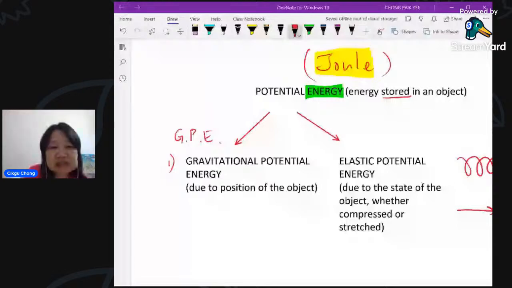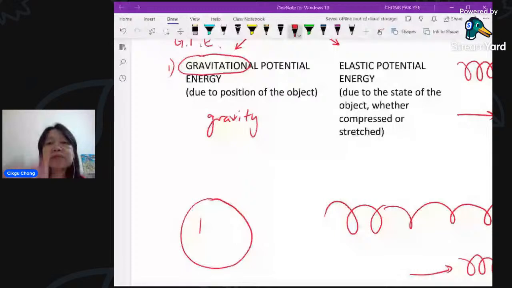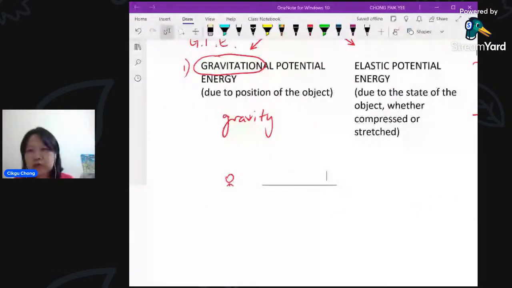Now, you know that everything on Earth is subjected to gravity, isn't it? Everything will fall down because there's something pulling the thing to the ground or to the Earth. Let me draw you an Earth here. This is the Earth, and we are all standing on the Earth. Let's say you're holding something in your hand. The thing doesn't drop because you are doing the work by stopping it from falling. So your hand is actually doing work.